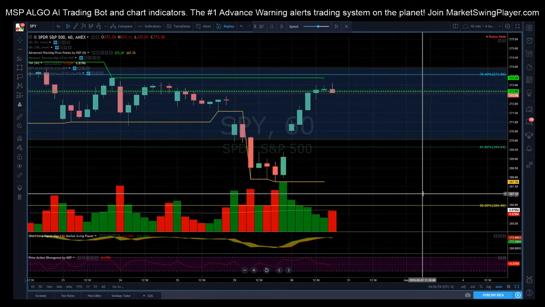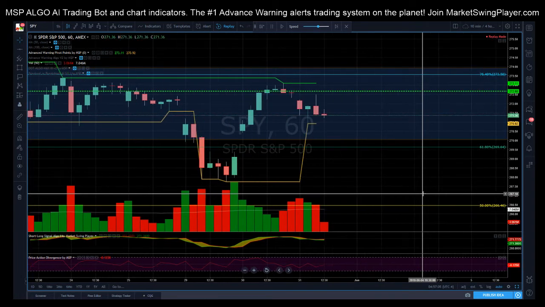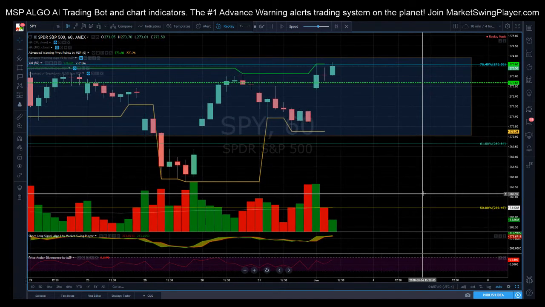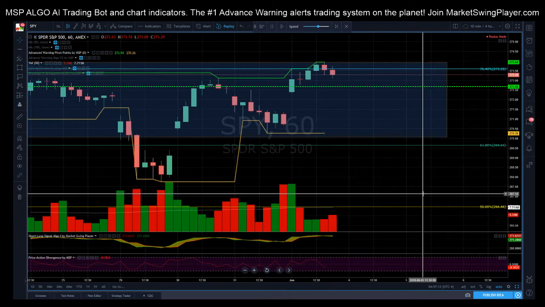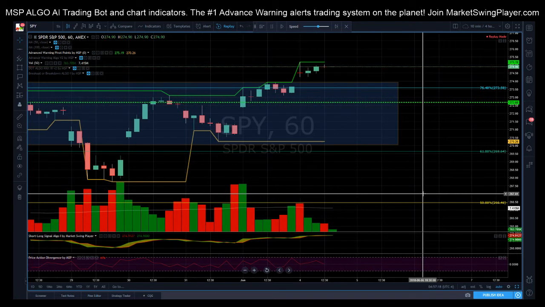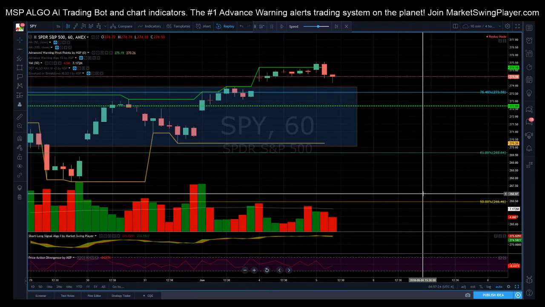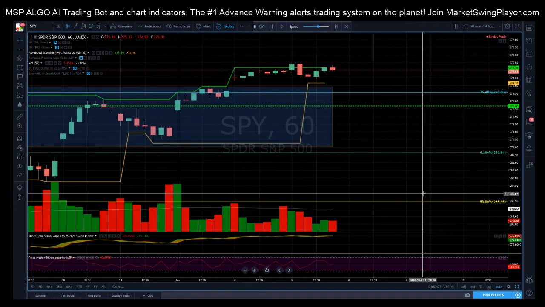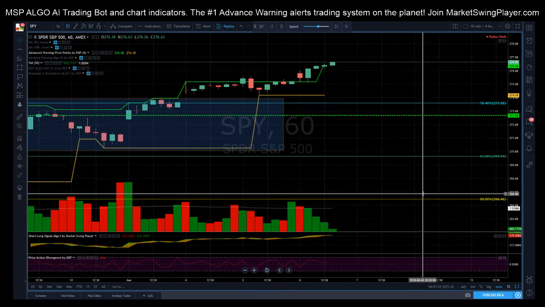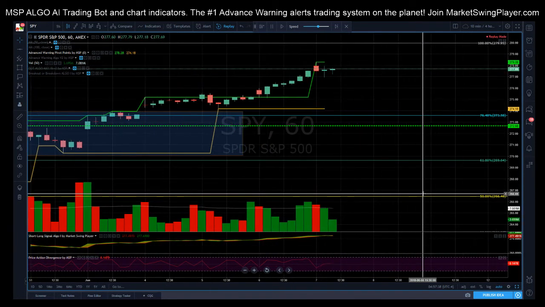Chop. Chop. Chop. Breakout coming. Now we know price is going to go somewhere. They retest the top of that chop box. Retest. Retest. It passed. Breakout. Let's run. It's fun.